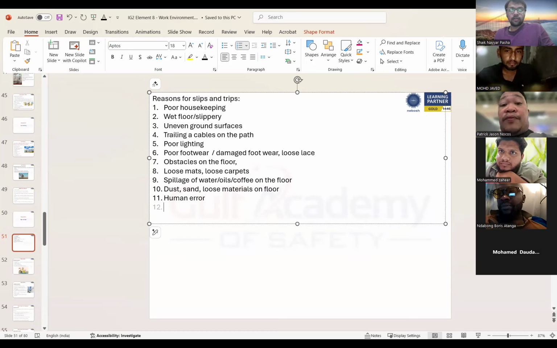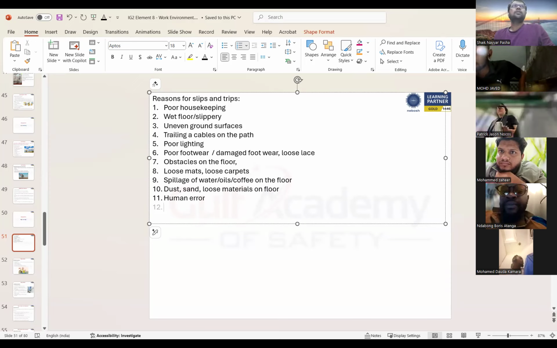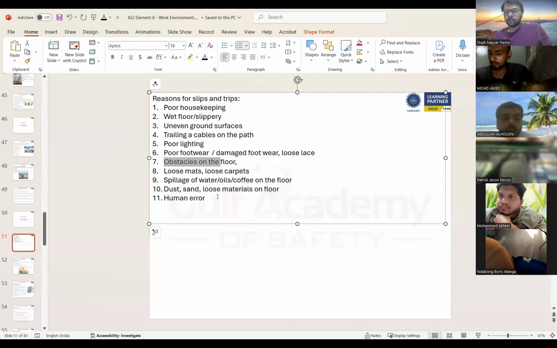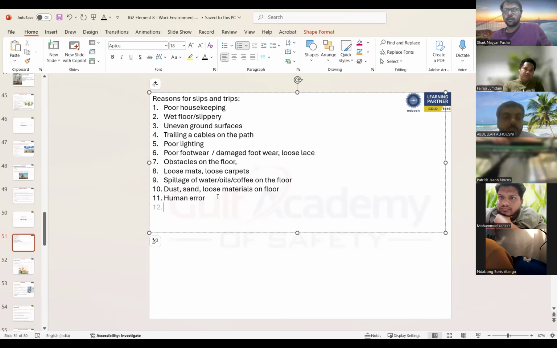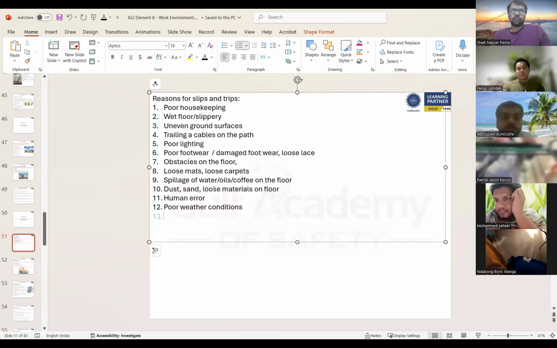Improper stacking of materials. We can say it as littering of tools, mainly because of obstacles on the floor. You can consider that in that itself. Working in rain or bad weather, poor weather conditions because of extreme rains. That is also one of the reasons.